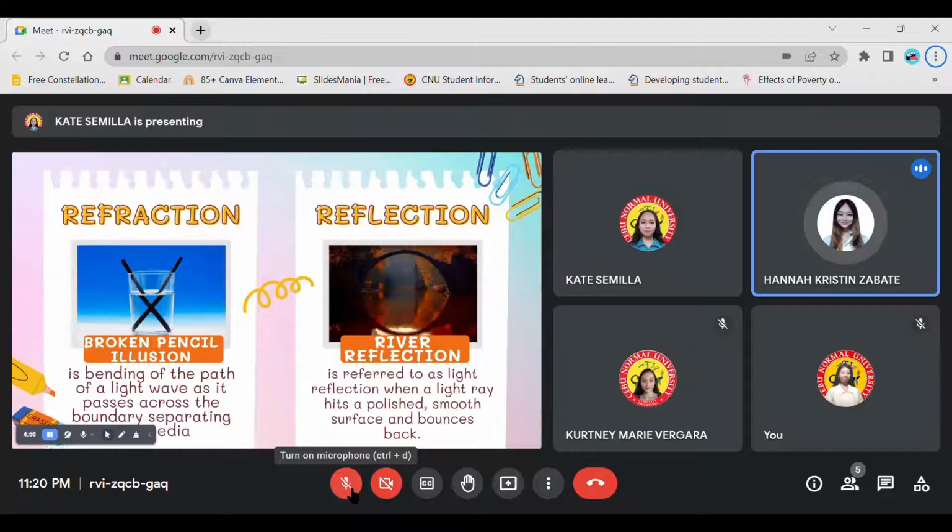As you can observe in the example, there is an illusion of a broken pencil in a glass of water, where in fact the pencil is not separated or broken at all, which is an occurrence of refraction.